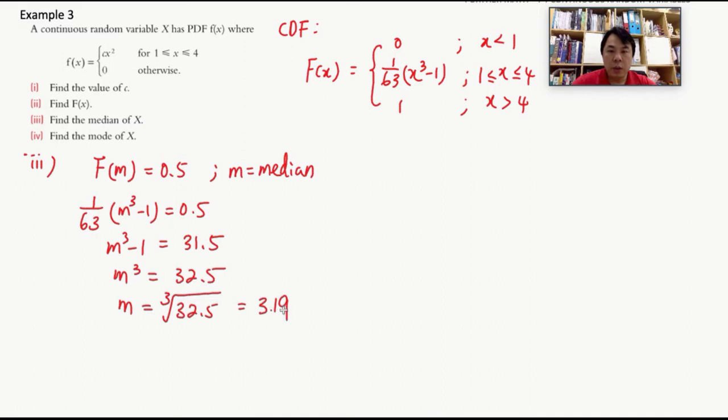And then do check 3.19 falls within this domain. So therefore, the median is actually found within this domain here. And then we are done with number 3. I hope that is clear to everyone here.